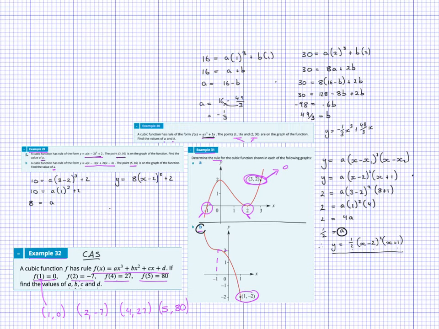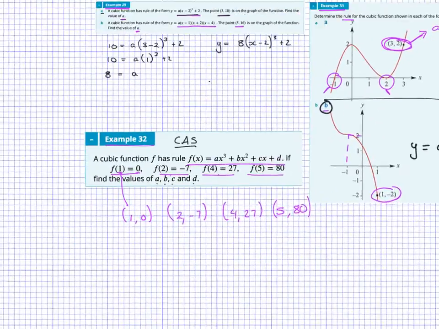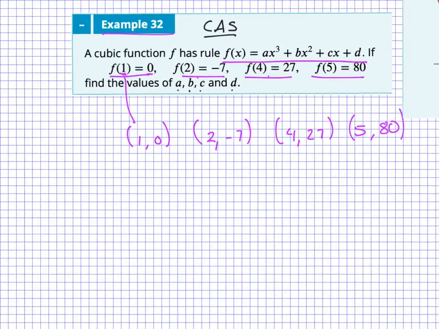It's up to you to choose which form to use. Obviously, for this one here, B, that I didn't do, I wouldn't use the same form that I did in A. I would probably use this one here and sub the information in that I know to find out the a value. All right. So now moving on to this one here, example 32.